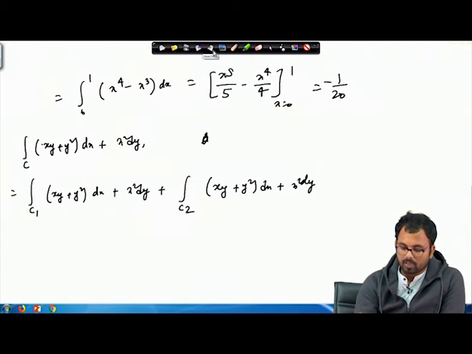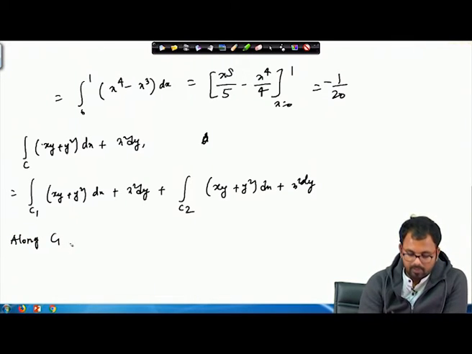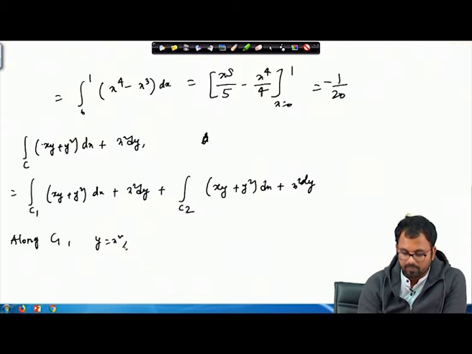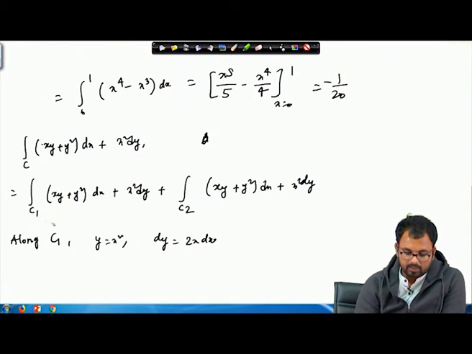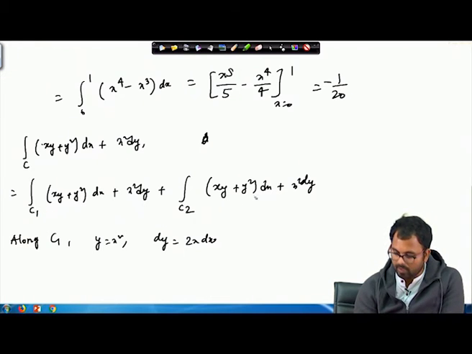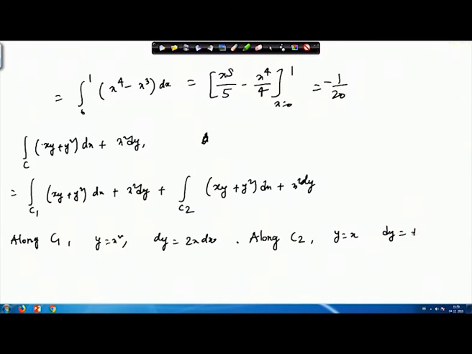Now, along C1 we have y equals x square and therefore, dy equals 2x dx. So, I will substitute dy equals 2x dx here, and x will vary from 0 to 1. Similarly, along C2 we have y equals x, so dy equals dx. So, we substitute y equals x and dy equals dx.